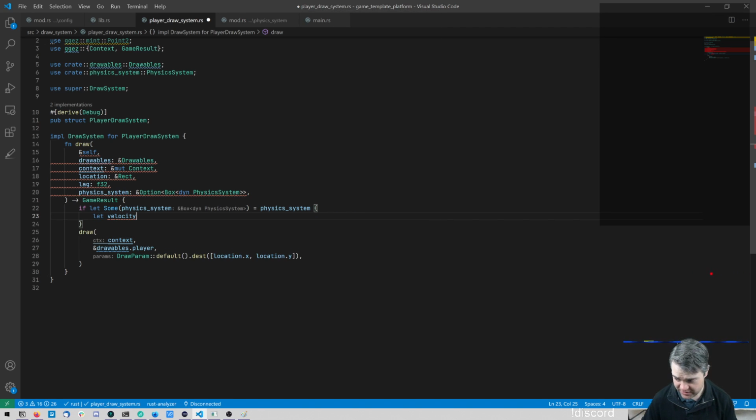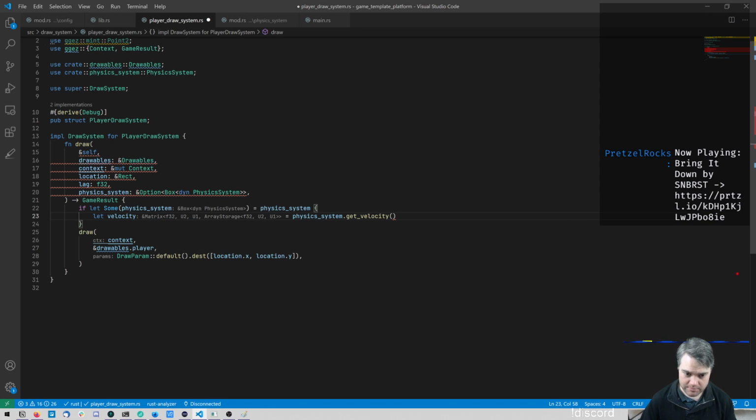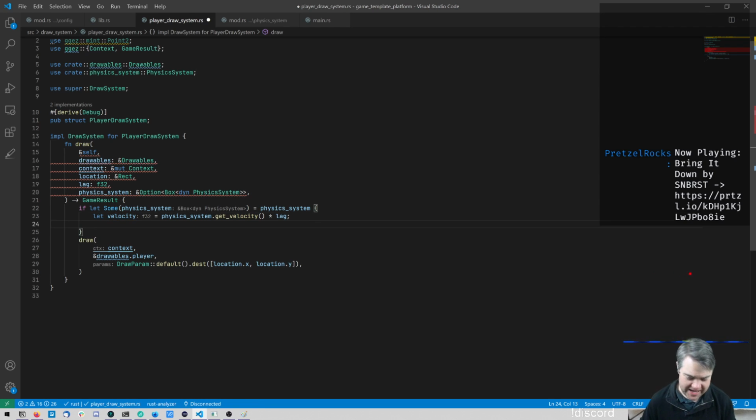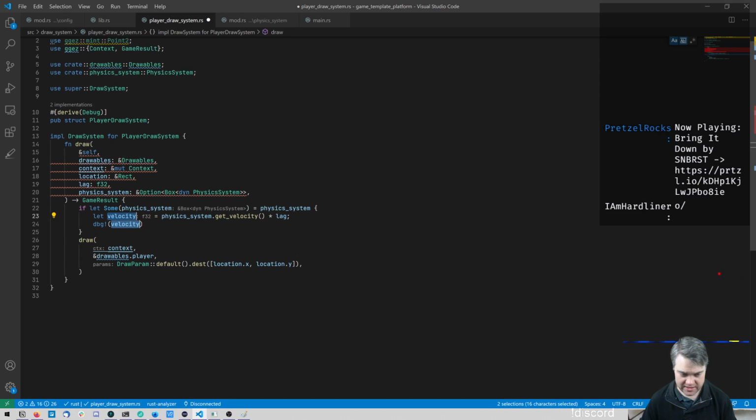I don't know, like the fraction velocity, the part velocity, equal to our physics system dot get velocity. So get that, and then multiply this by our lag. And that gives us, well, you say that it gives us an F32, but I think this is lying to us. It should give us back a velocity, a vector 2, just like this one. So let's debug it. We'll do our part velocity. Now I'm going to write the rest of it here, but our debug will help us know if it's close to what we want it to be.